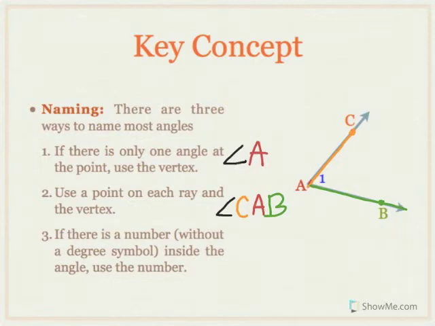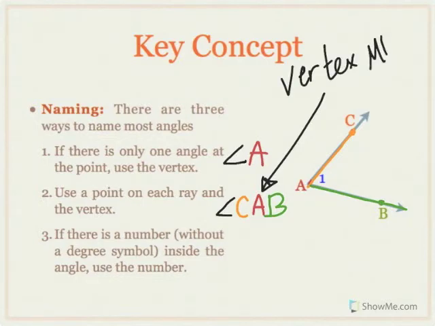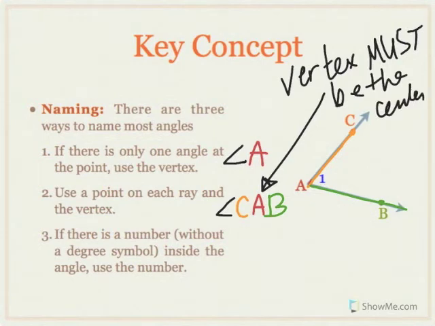B. Therefore we have angle CAB. A very, very important note here: the vertex must be the center point. It's the endpoint that connects the two rays, so therefore it's in the middle of everything.